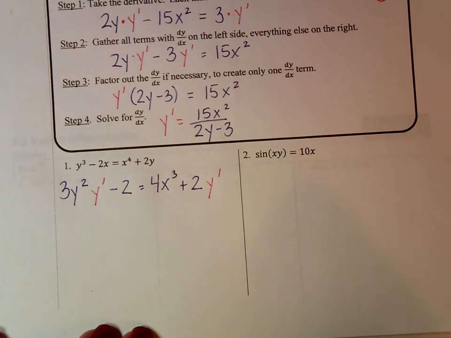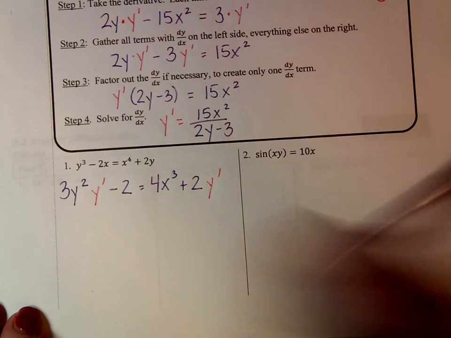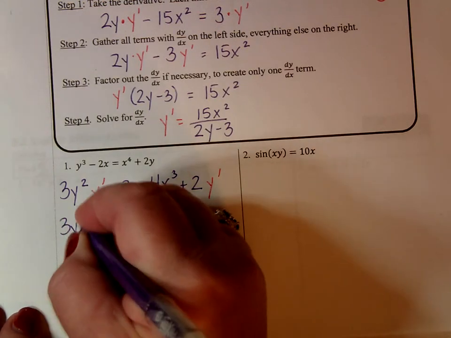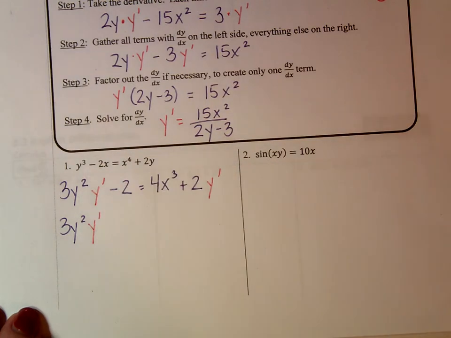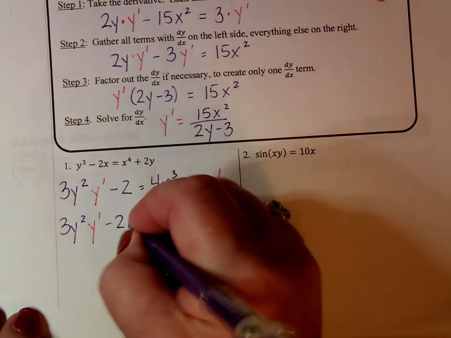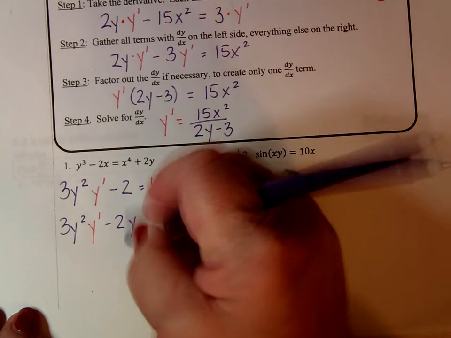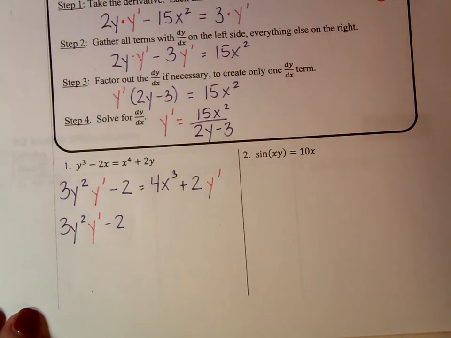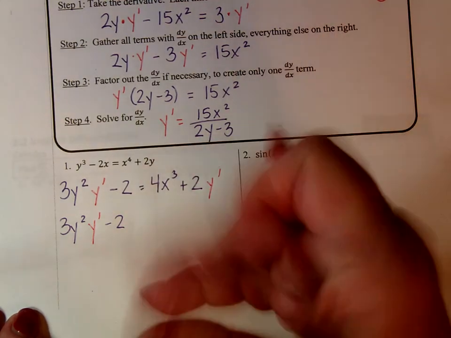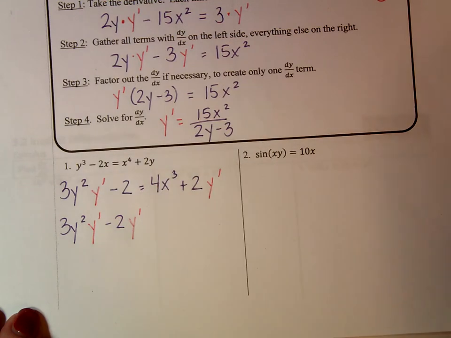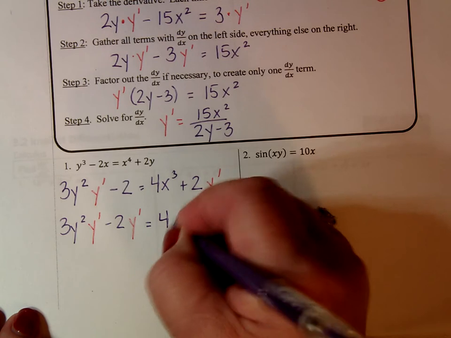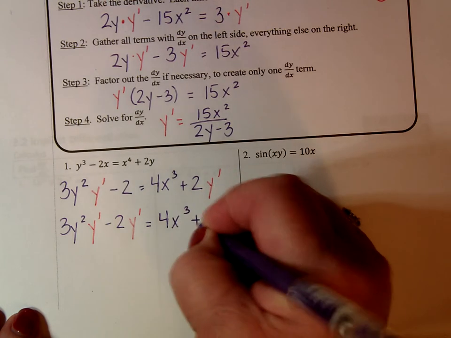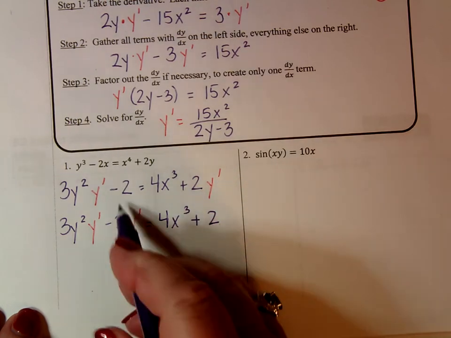Everybody with a y prime goes left, everybody else goes right. So I have a 3y squared y prime, minus a 2y, just a 2, y prime, equals 4x cubed plus 2. I'm bringing this guy to the right, he's a plus 2.